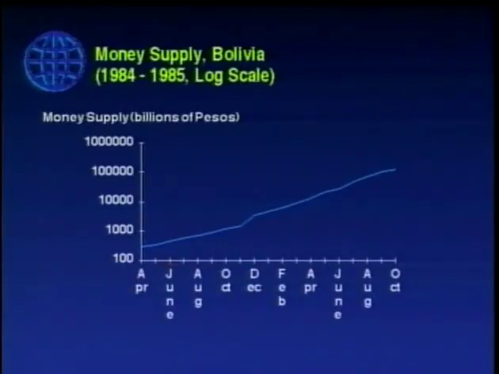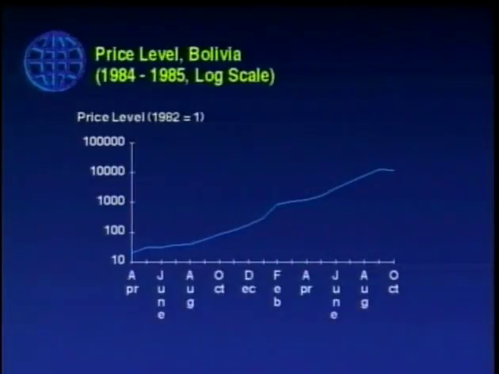And what we see here is a graph that shows the money supply in Bolivia from April of 1984 to October of 1985. And look at the scale. This is a logarithmic scale, but it shows that, in fact, the money supply during this period rose by 17,000%. Now, what impact did this have on inflation? Well, it was fairly predictable. Inflation also rose dramatically during this period.